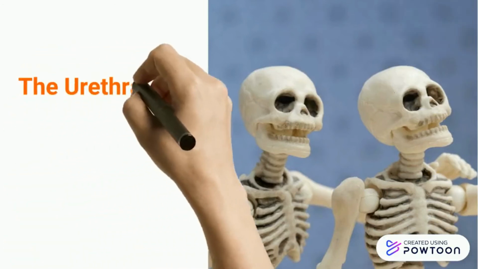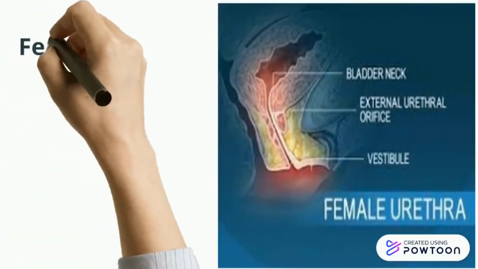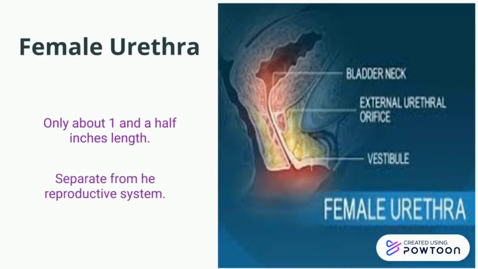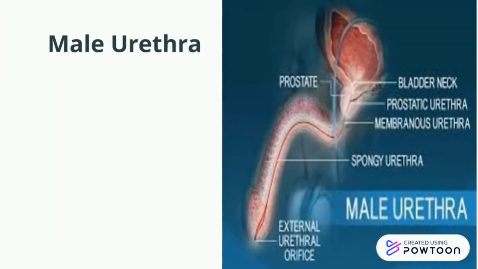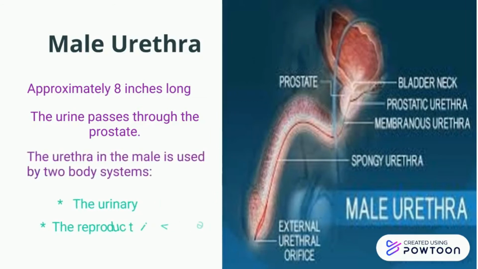The urethra and the sexes. In females, the urethra is only about 1.5 inches in length, and it is separate from the reproductive system. The male urethra is approximately 8 inches long. The urine passes through the prostate. The urethra in the male is used by 2 body systems, the urinary and the reproductive. Urine and semen will never pass at the same time through the male urethra.